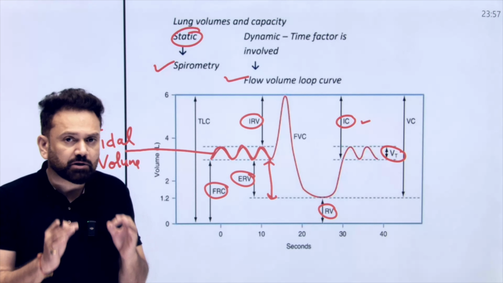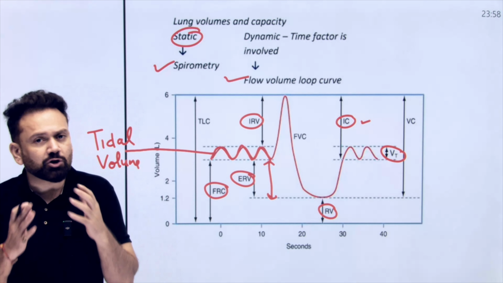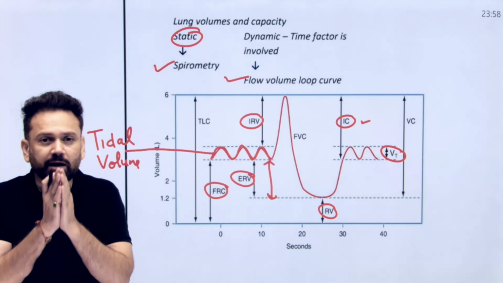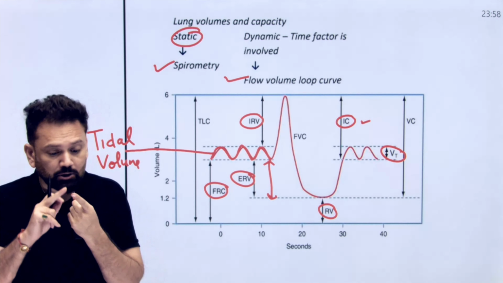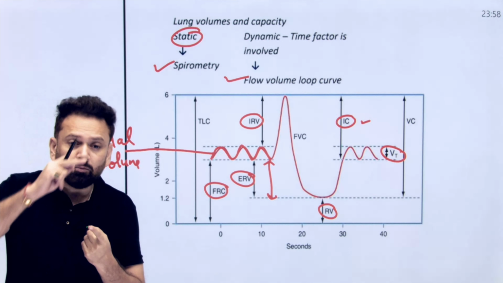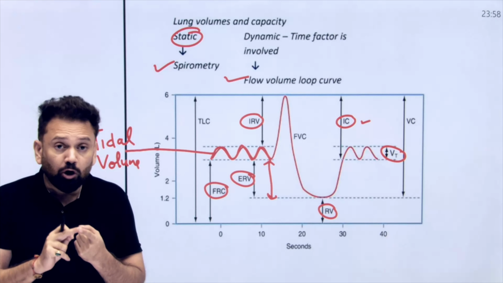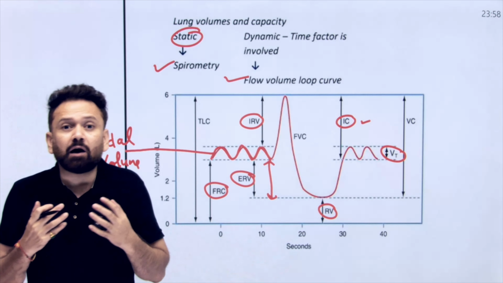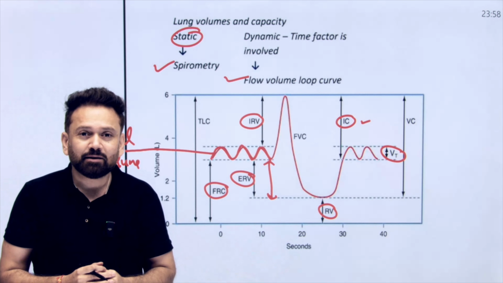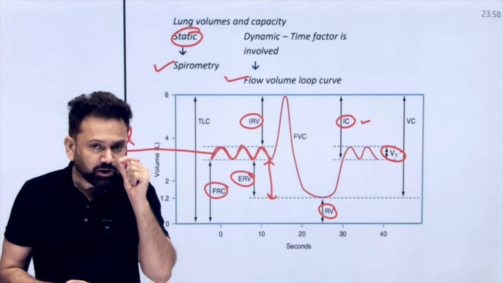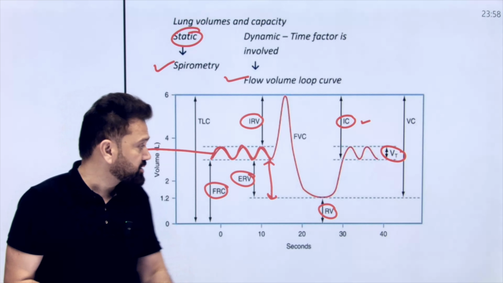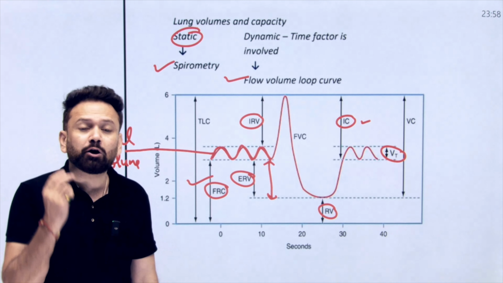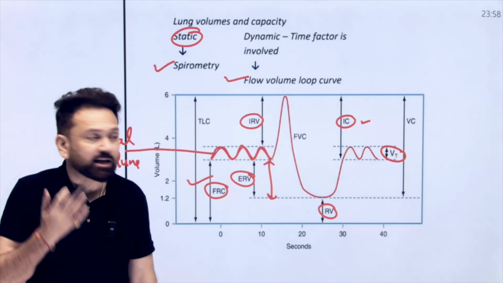Functional residual capacity. Right now, if you are sitting and watching my lecture, can you tell me what amount of air your lung is having right now? I have told you it is not tidal volume. Tidal volume you take in and out, in and out. It is not residual volume, because residual volume is the amount of air which remains after forceful expiration. So the amount of air which you have right now in your lung after normal expiration is FRC. That is why FRC is called equilibrium volume. It maintains the equilibrium.